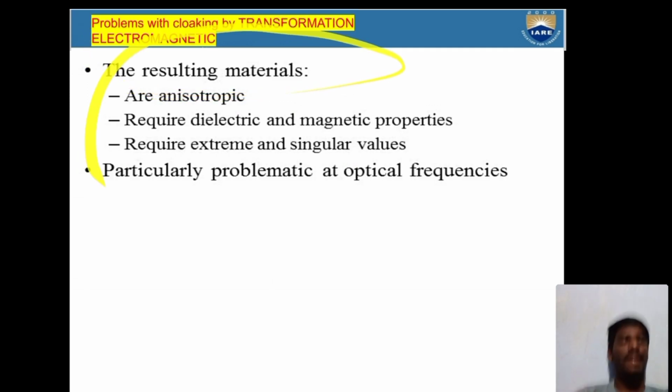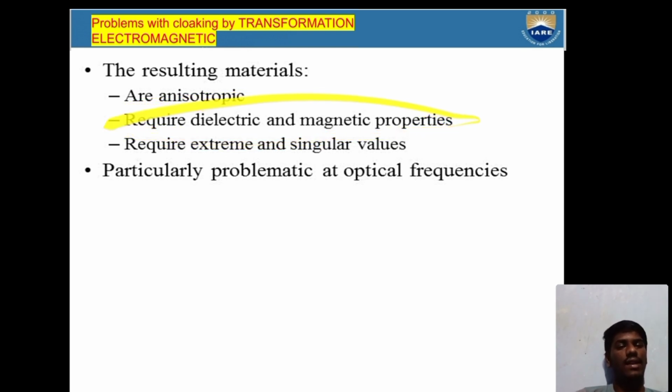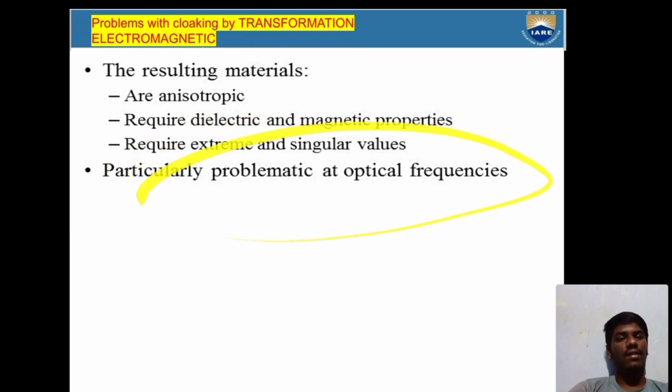In this slide we are going to discuss the problems with cloaking by transformation electromagnetics. The resulting materials are anisotropic, requiring dielectric and magnetic properties. They also require extreme and singular values. There are also particular problems at optical frequency.